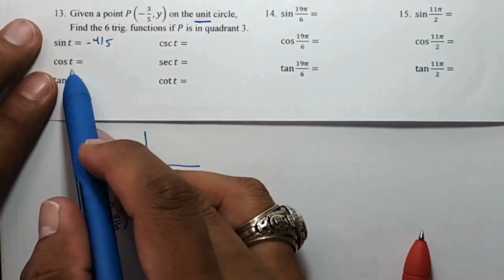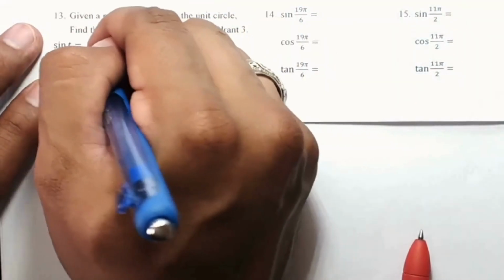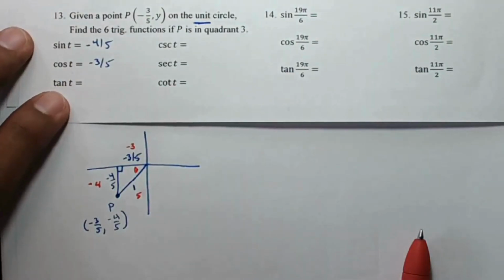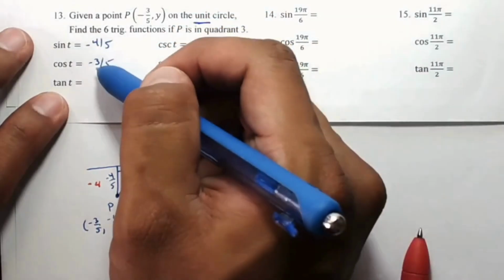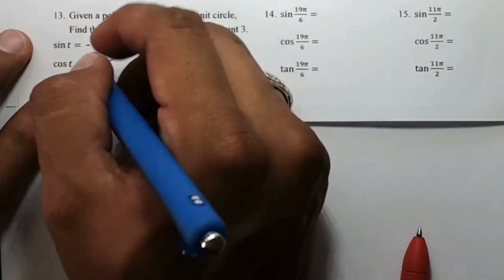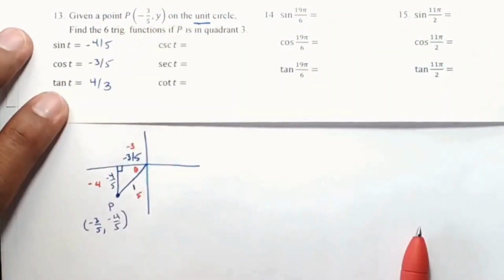We already gave you the answer for cosine because that's just the x value of that point on a unit circle. It is very important to understand that this was on a unit circle, so the hypotenuse has to be 1. And then what happens if I divide this y by this x? Well, -4/5 divided by -3/5 would be 4/3.